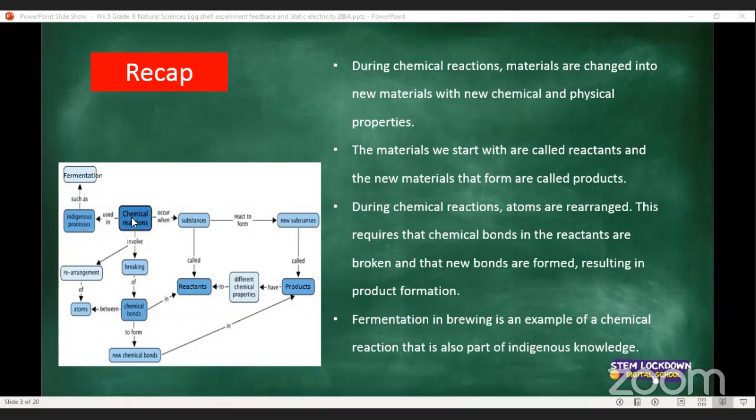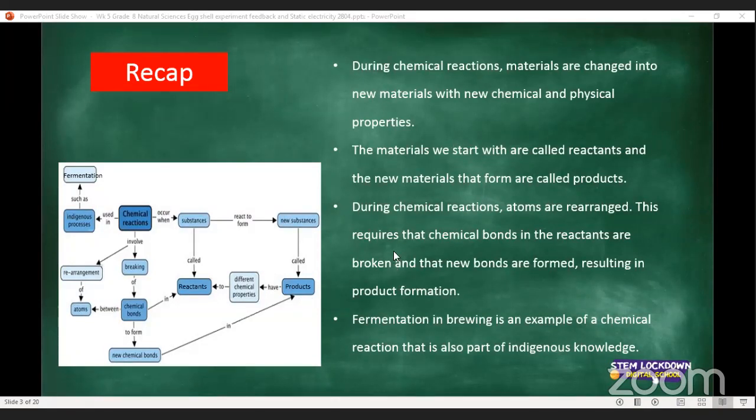So let's say you have chemical reactions. They occur when substances react to form new substances. The new substances are called products. Then the starting substances are also called reactants. And the products have different chemical properties to the reactants. We also know that a chemical reaction involves the breaking of chemical bonds to form a new chemical bond. And this new chemical bond is basically called a product.